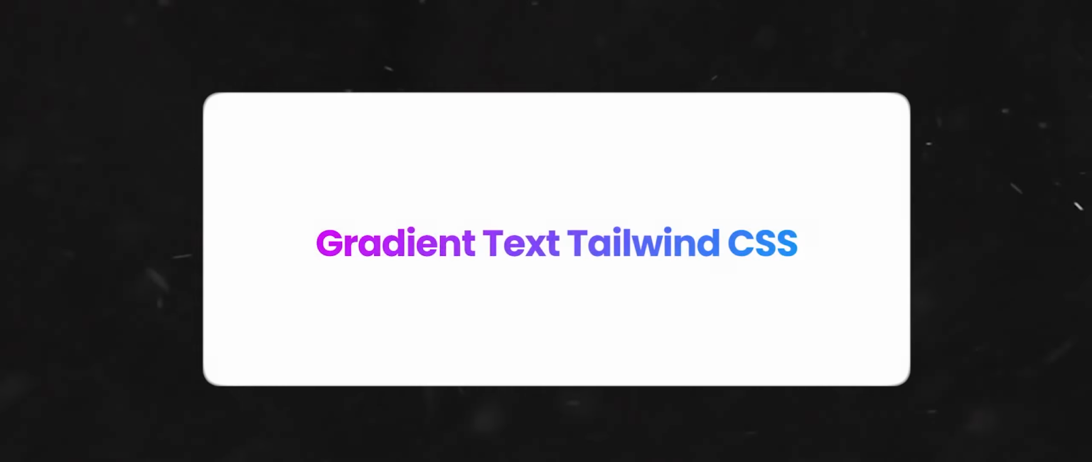Today we're going to be creating this gradient text animation using Tailwind CSS and Next.js.